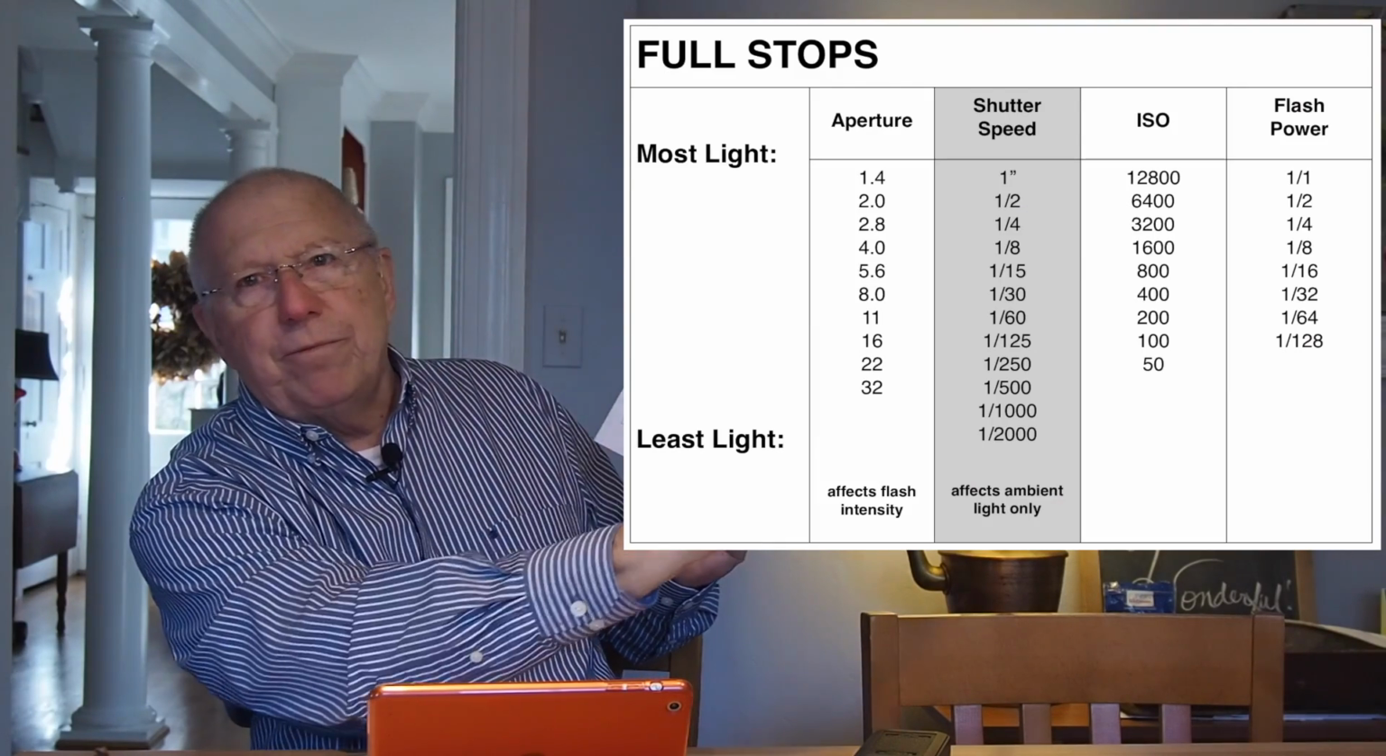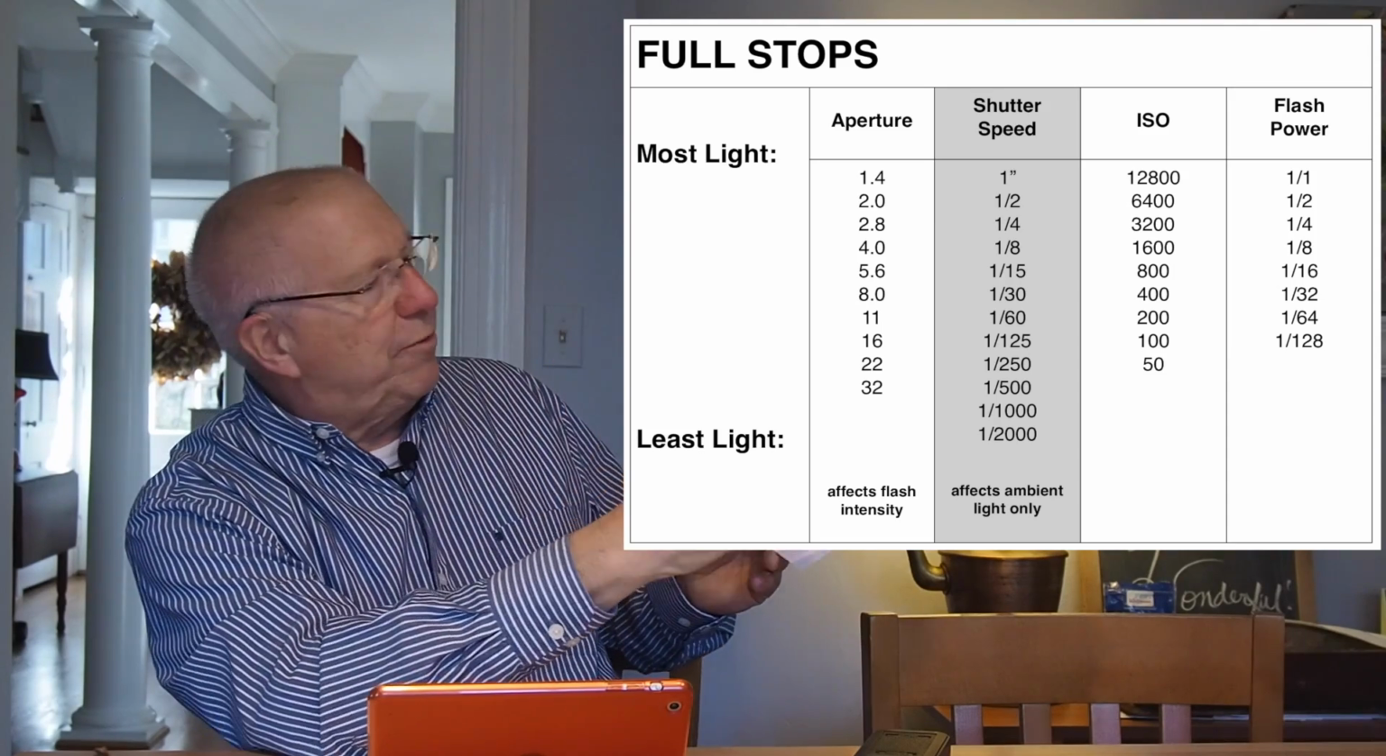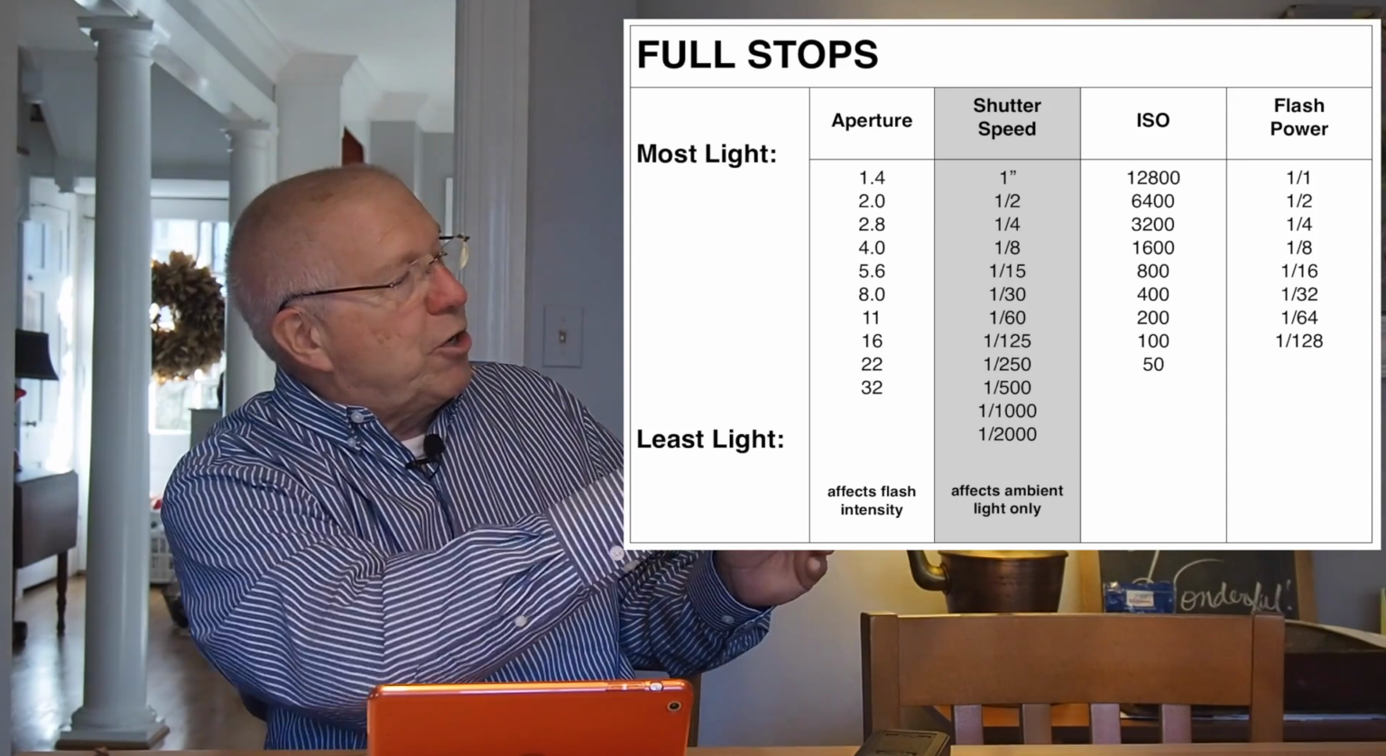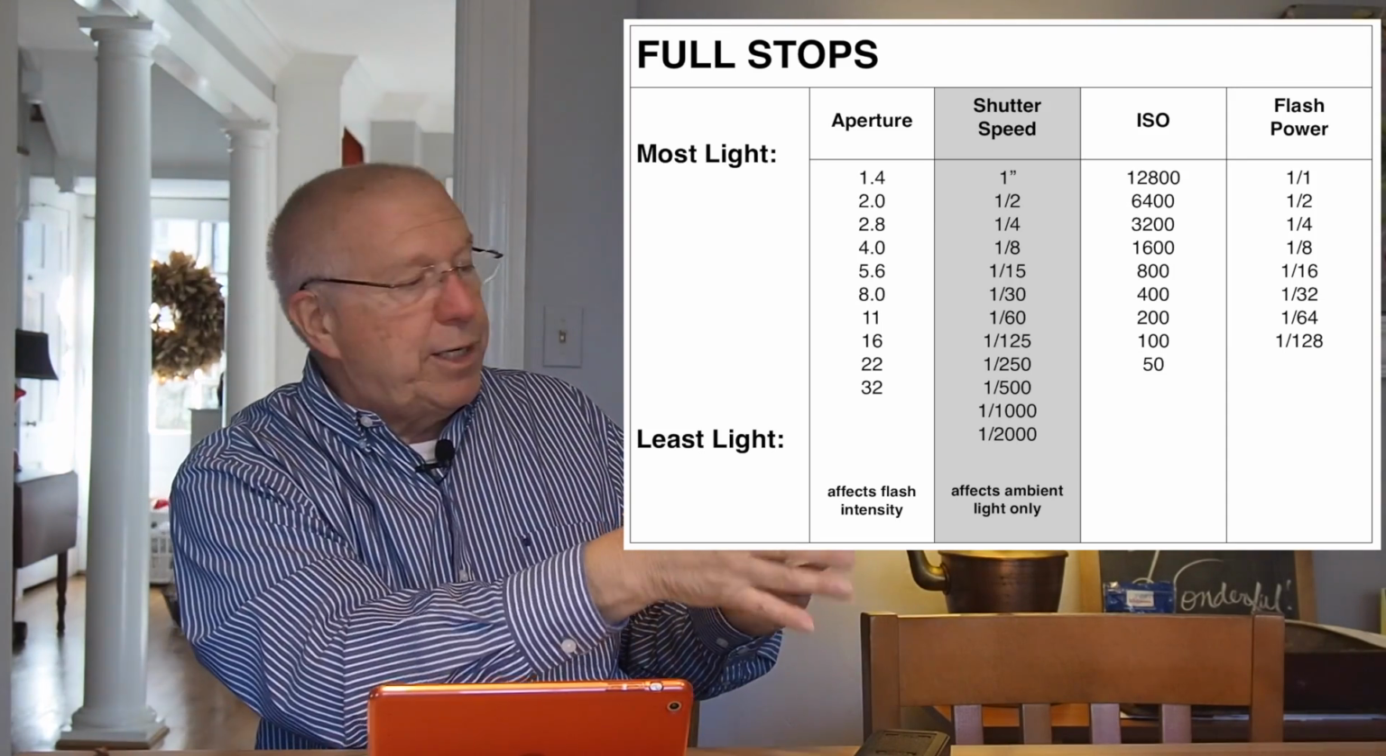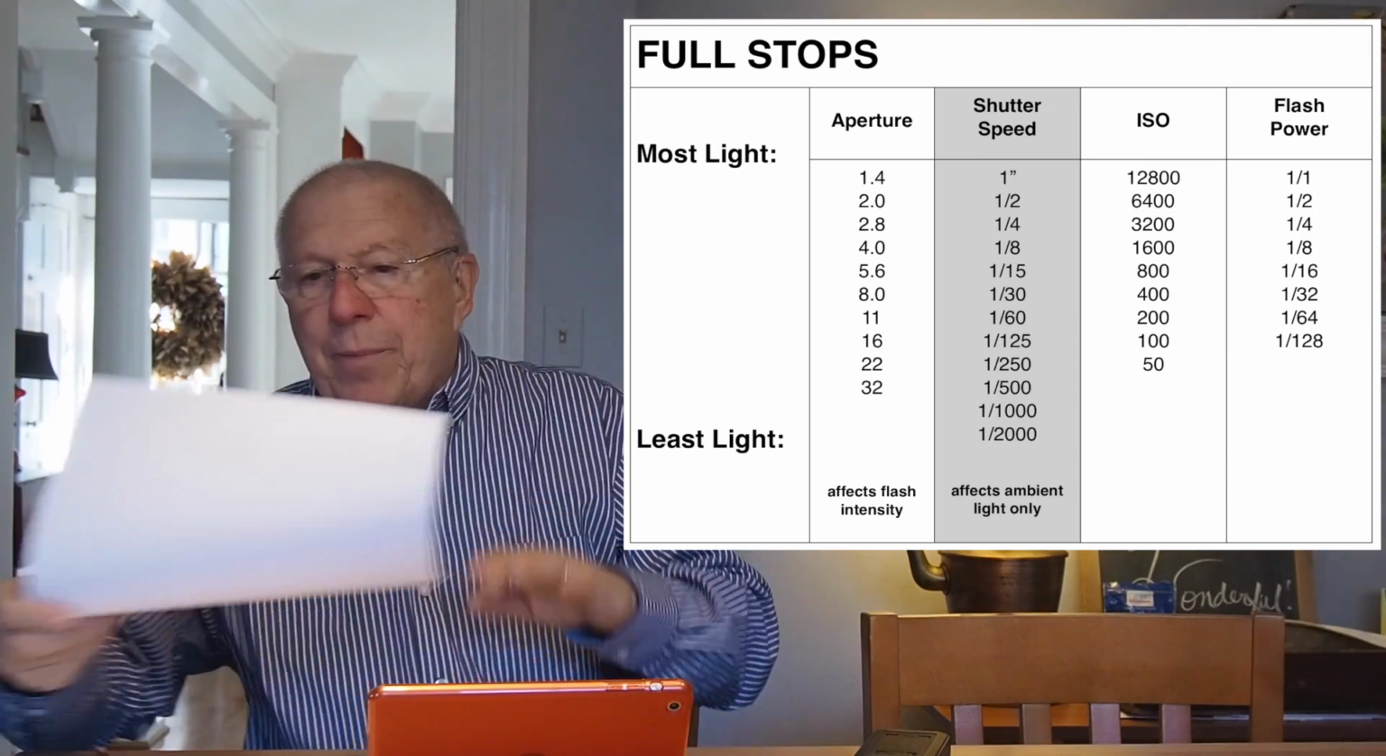So these charts I have as a PDF for you to download. You can print them out and have them if you like. And there's another chart that I made actually for my flash classes. So it has flash power as another variable, which is what happens when you're working with flash. But it does have aperture, shutter speed, and ISO all in a line right here. So I'll make that available as well.